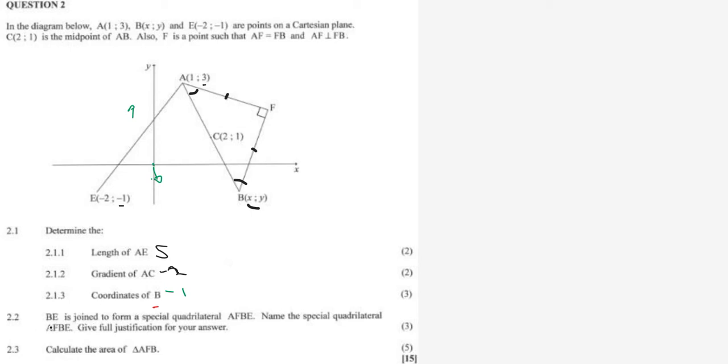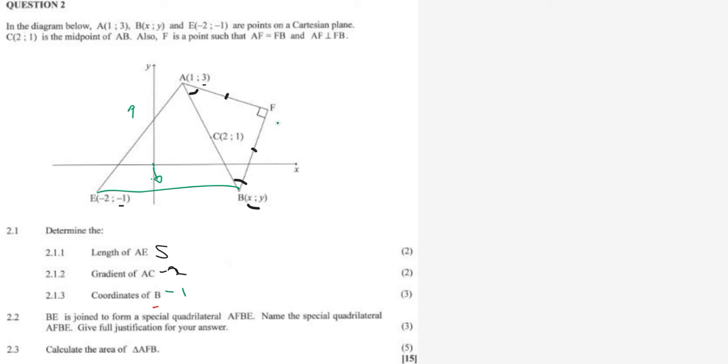Now they are saying that if they join B to E, BE, let me highlight it, moving from here, B, to E, this point. Now, they are saying that they construct a line and then form a special quadrilateral that we never had, A, F, B, E. Name the special quadrilateral AFBE. Give full justification. Without doing the maths, we could see that this quadrilateral relates to a kite.